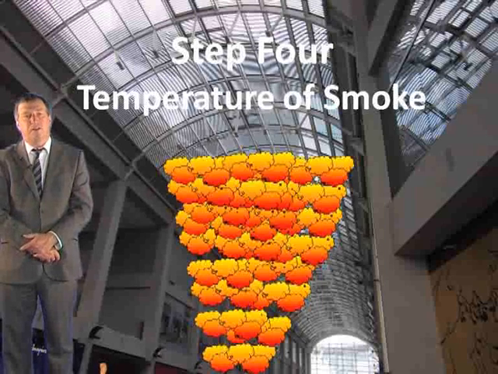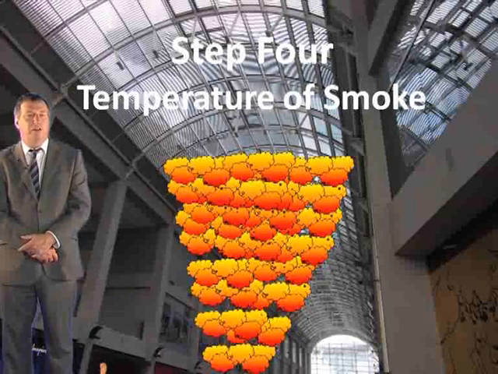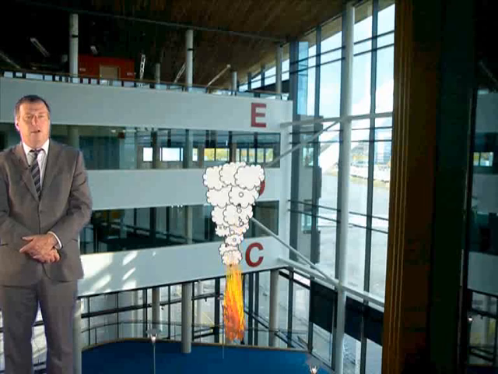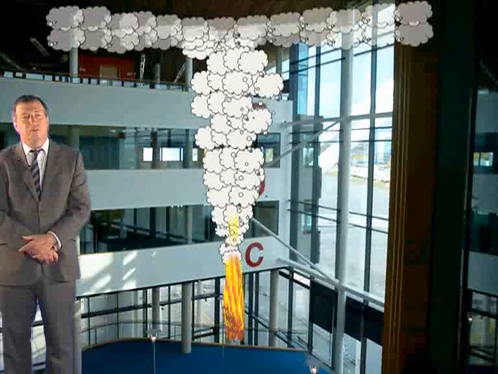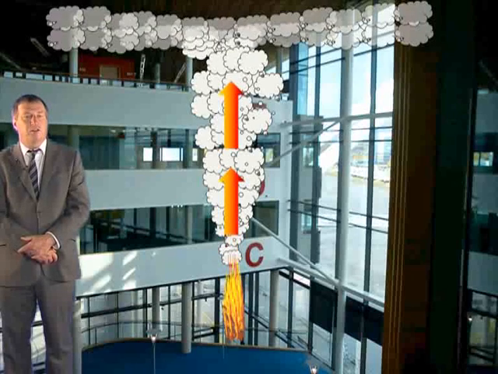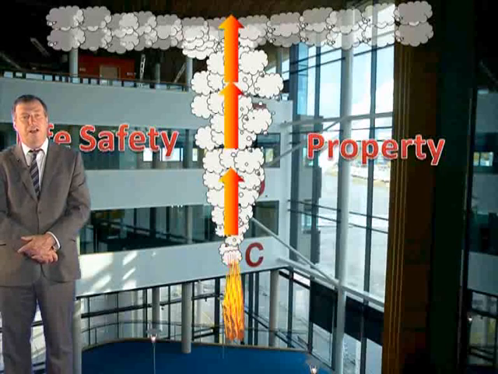The next step is step 4, and this is to do with determining the smoke layer temperature. We covered in step 1 the design objectives of a smoke control system, and one of the objectives may be to ensure that the smoke does not exceed a certain temperature. This may be for life safety or for property protection.